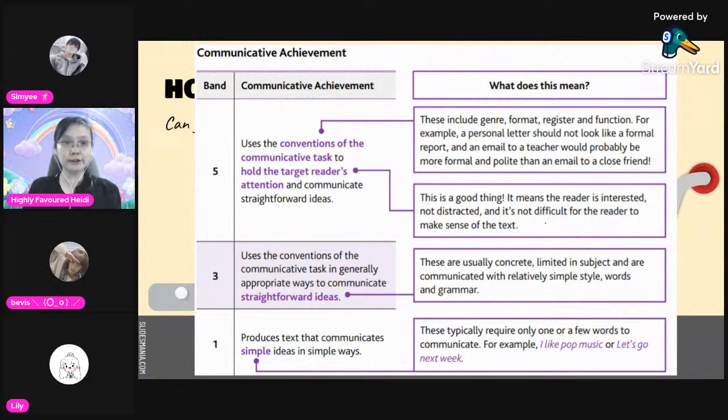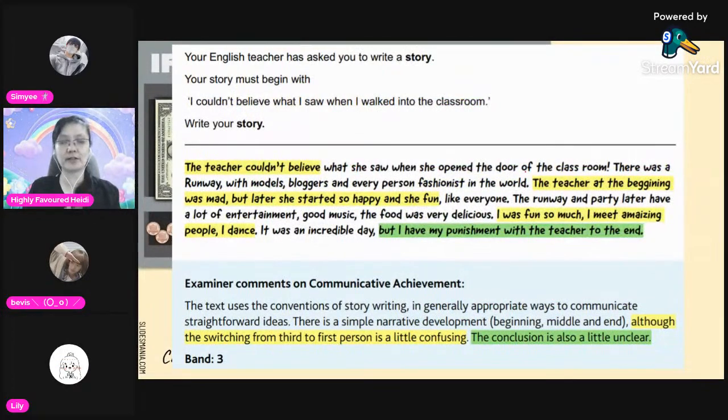Now this is communicative achievement. Just now the teacher already explained to you the one that they dot here. If you are supposed to write a report, then make sure it's a report. And if it's an email, it should look like an email, and it should be polite. We are not tested to write emails to the teachers or to the principal. Normally, the emails are to your friend. Now let's read this.